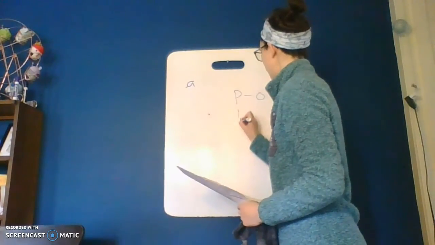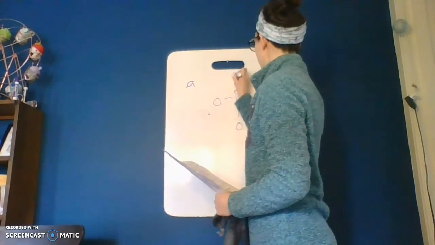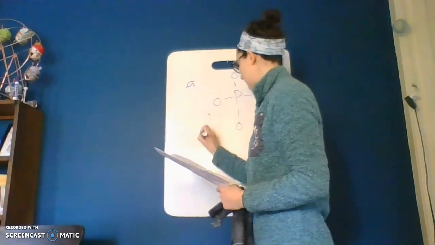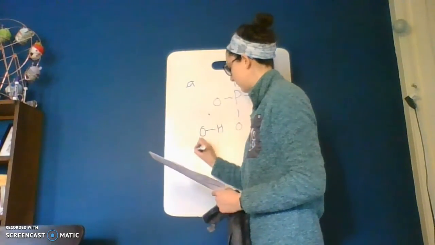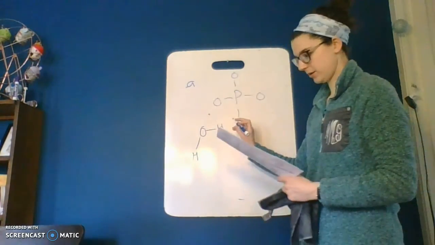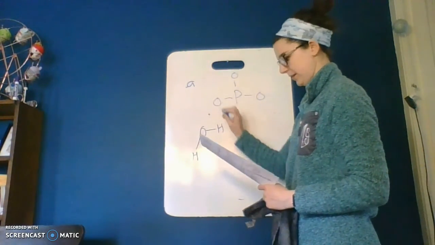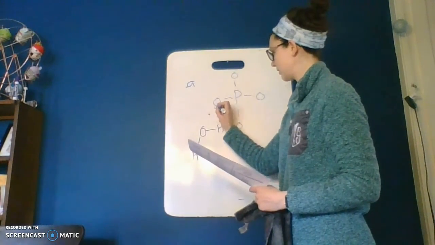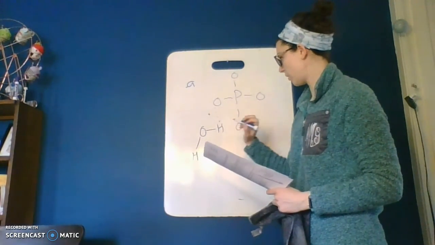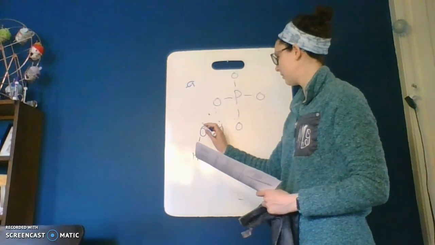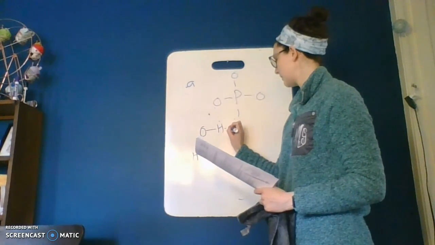So if I draw my phosphate, and the incorrect water was somewhere over here, there's a few things I could do. I could attach the H to one of these O's with a dashed line, or I could do this O here.